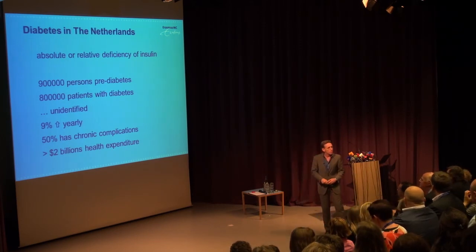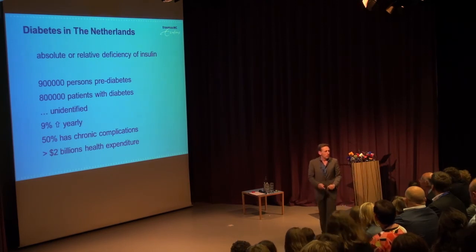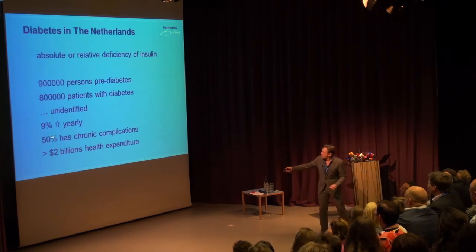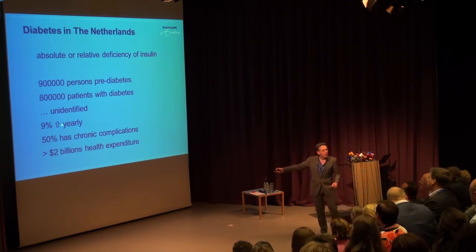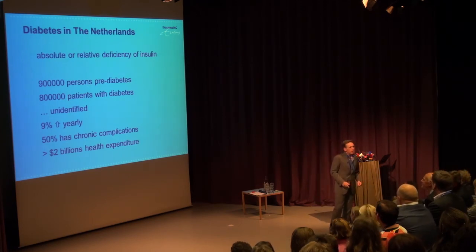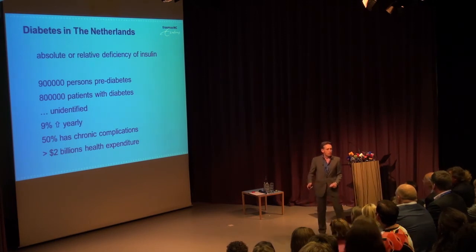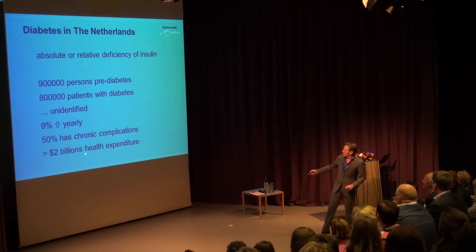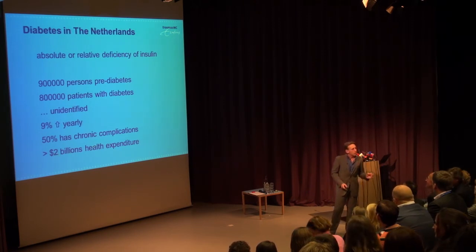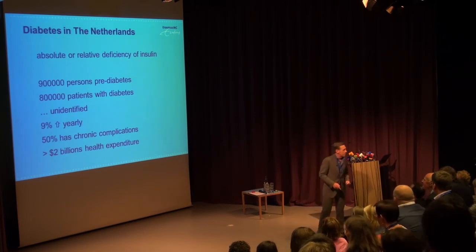Why would Rotterdam have a higher rate? I come back to that question in the next slide. Very good question. When we diagnose diabetes, already 50% has chronic complications. So we are experts in being too late in this disorder. And the total health expenditure is 2 billion. But the real cost to our economy, to our society, is much higher.